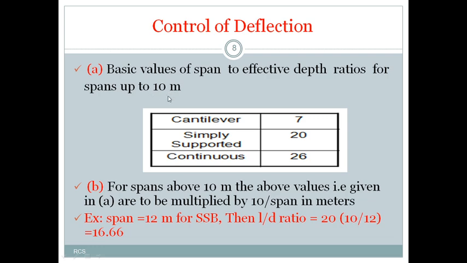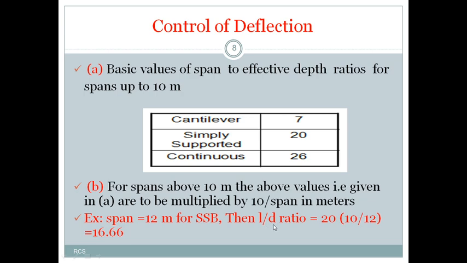If the beam length is beyond 10 meters, how do we calculate these basic values of L by d ratio? There is a provision in the code, in the form of criterion B: for a span above 10 meters, the values given in criterion A are to be multiplied by 10 by the span length in meters. I have given one example of how to calculate these basic values for spans of more than 10 meters. Let us take the span length as 12 meters for a simply supported beam, which is greater than 10.